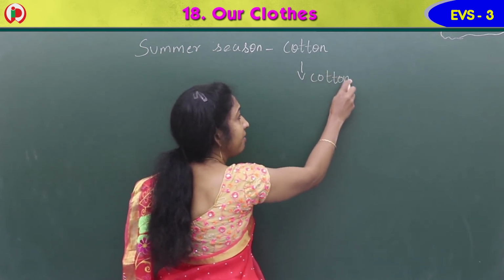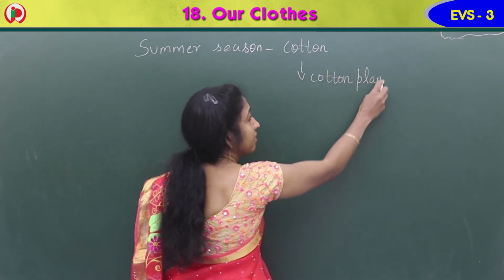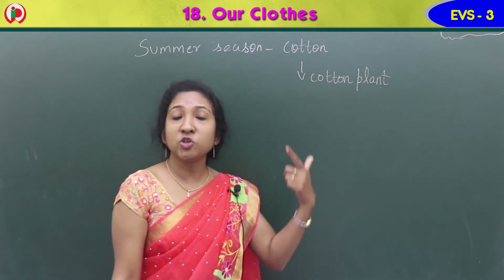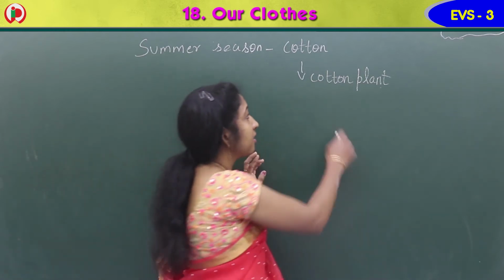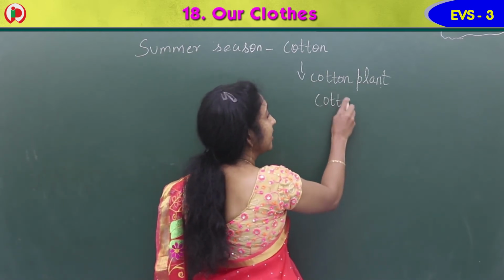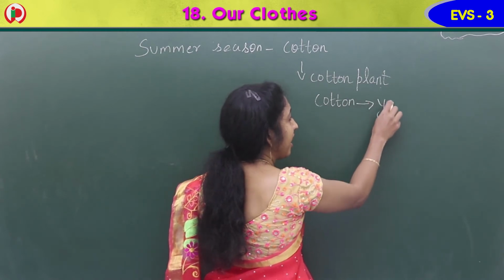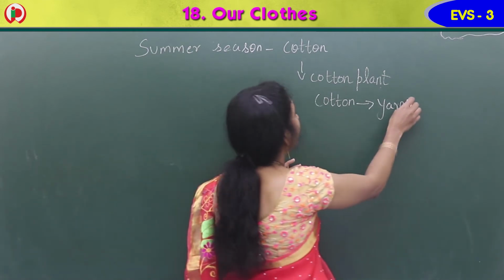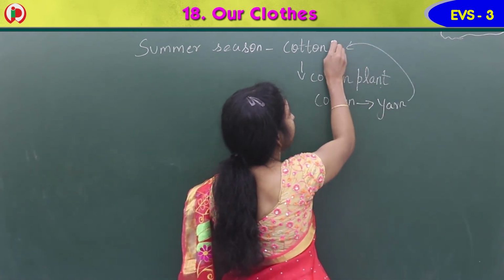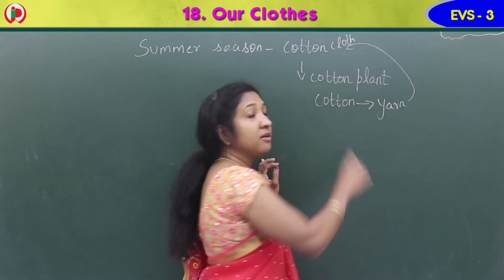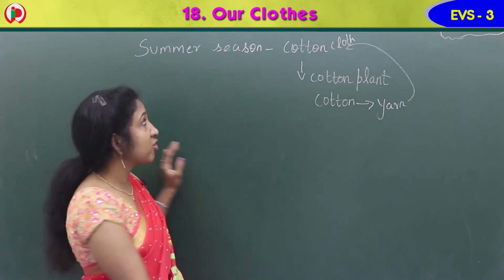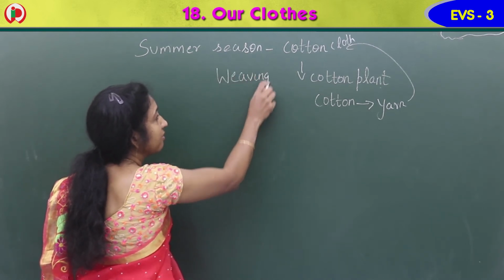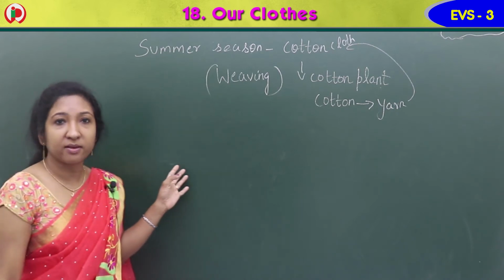We get cotton from the cotton plant. After getting cotton, it gets spun into yarn, Y-A-R-N, yarn. Then from yarn we make what? Cotton cloth. From yarn we make cotton cloth. And this process is called weaving, isn't it?